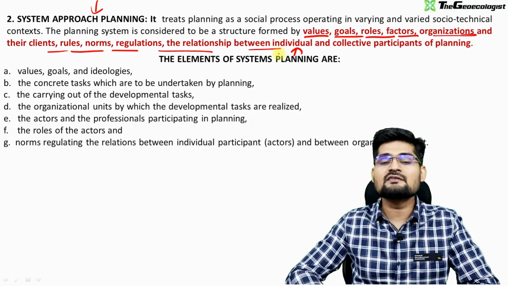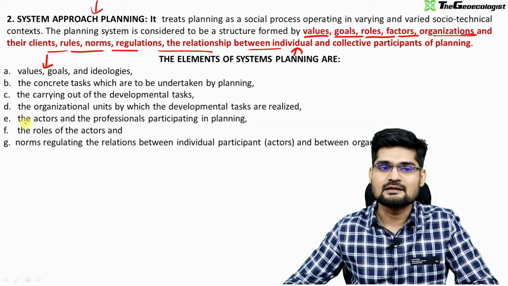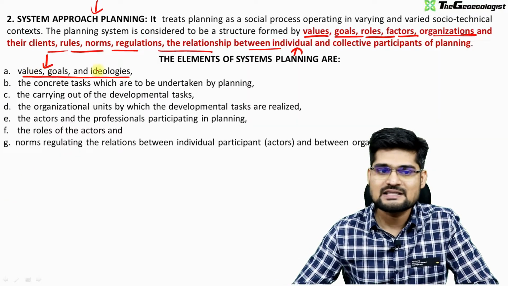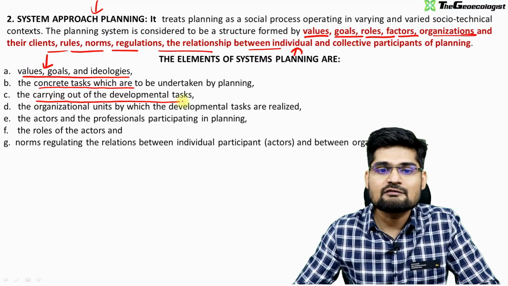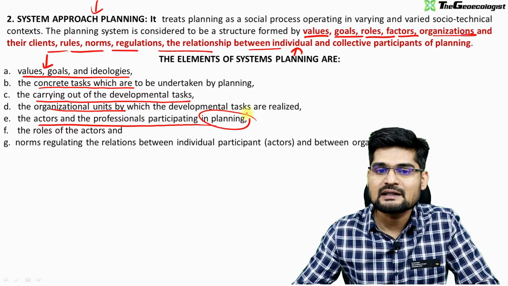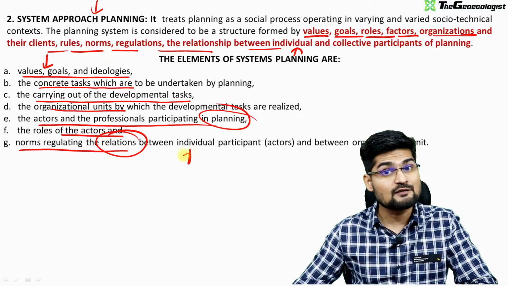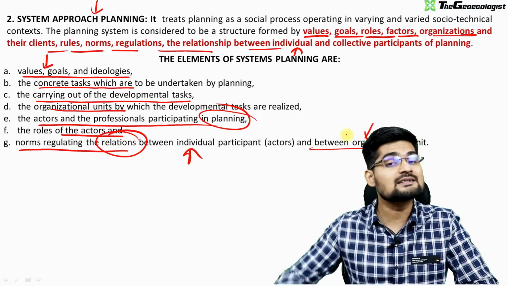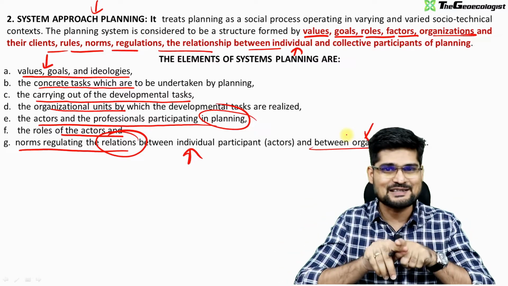Now what you observe, the various elements of this particular plan are these listed here. So values, goals and ideologies, then concrete tasks for each individual, then carrying out the developmental task, organizational units, actors and professionals participating in the planning, role of actors, norms regulating the relations between individual participants and the organizational units. This is where you observe individual units and their interconnections, isn't it?